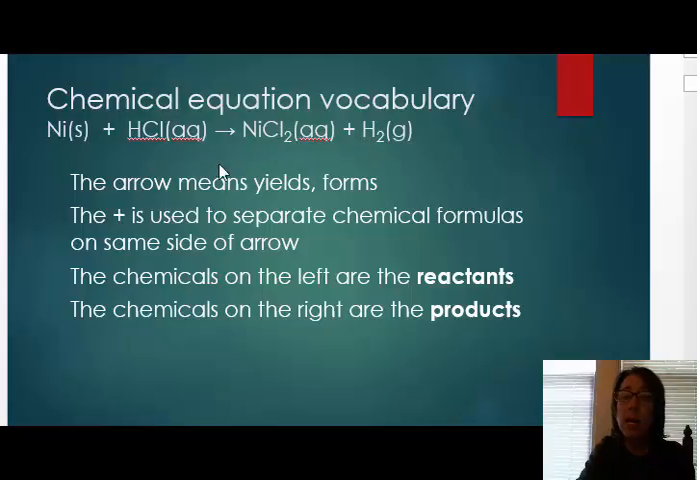The left-hand side is what you begin with in time. These chemicals are known as the reactants because they react. The chemicals on the right-hand side of the arrow are known as products because they are produced. These are the new chemicals that are formed due to the reaction.